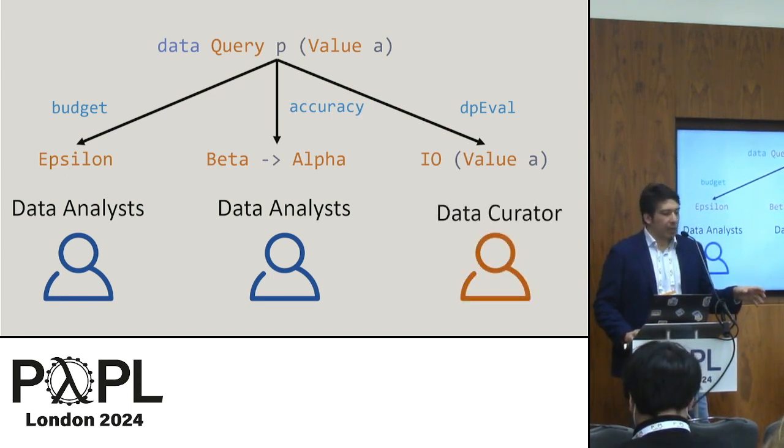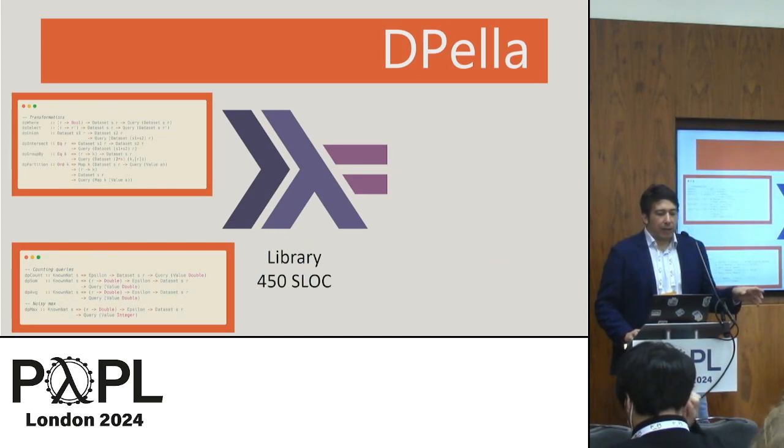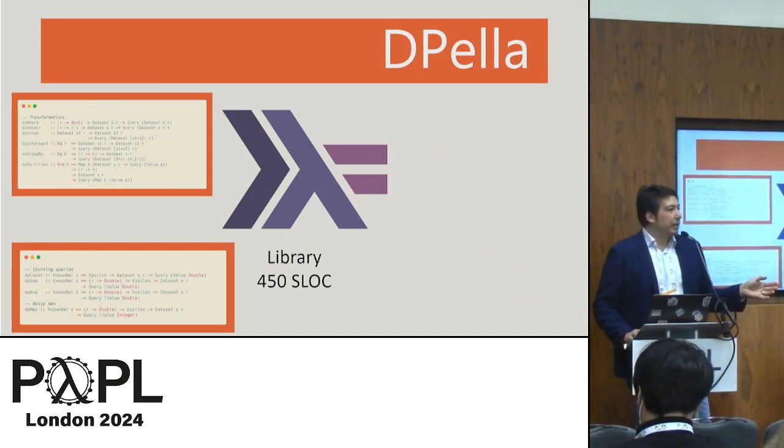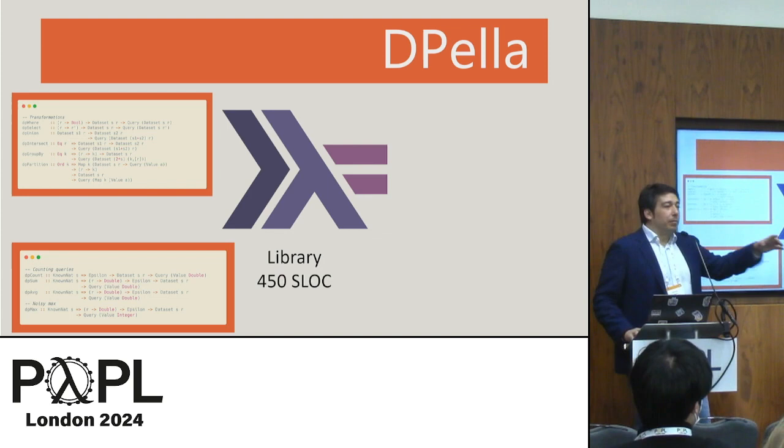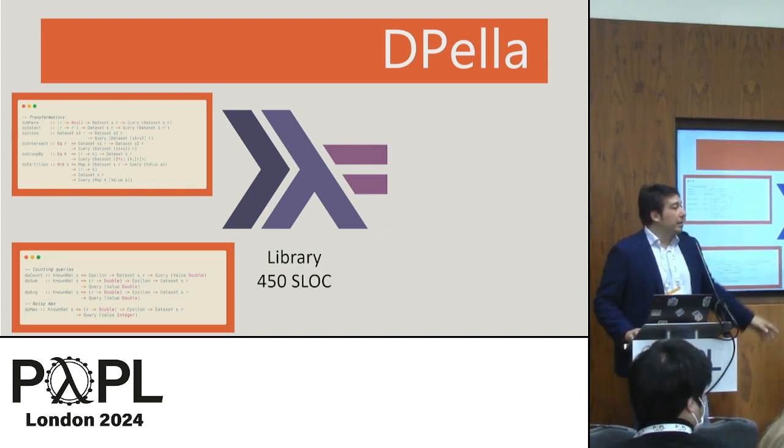Okay? So, that was the library, 450 lines of code. And in the remainder of the talk, I'm going to tell you some experiences and reflections that I hope will be interesting and maybe useful for you, on how to take this into a commercial setting.